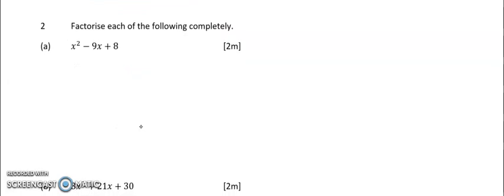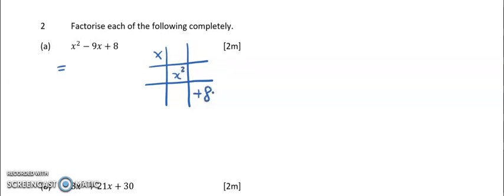Okay, question 2. Now we are supposed to factorize. Given that there are 3 terms, I'll think of step number 3, which is using the multiplication frame so that I can get the answer. So I draw a frame. First, I will put in the first term, and then I'll put in the last term here.